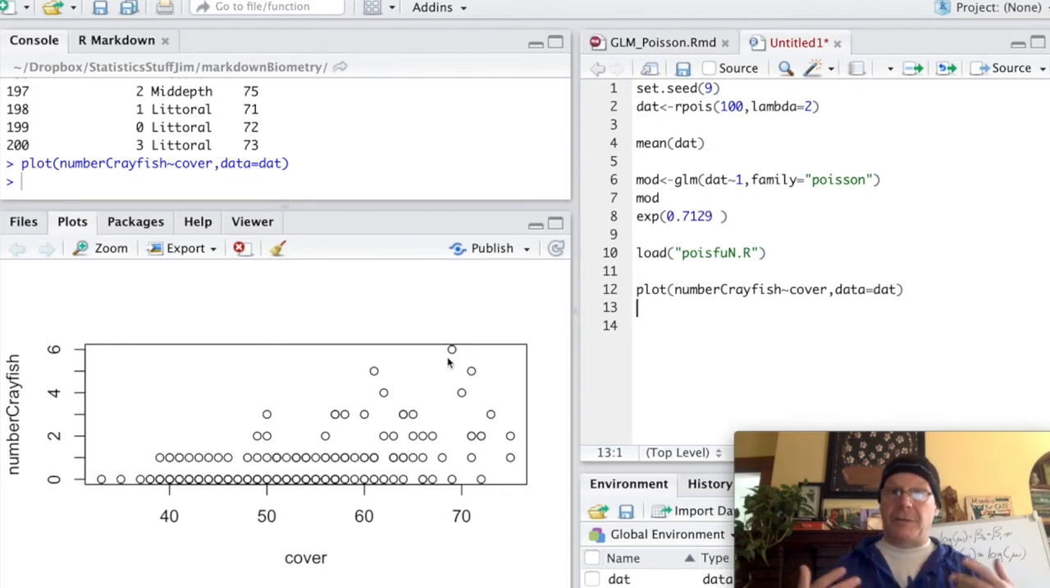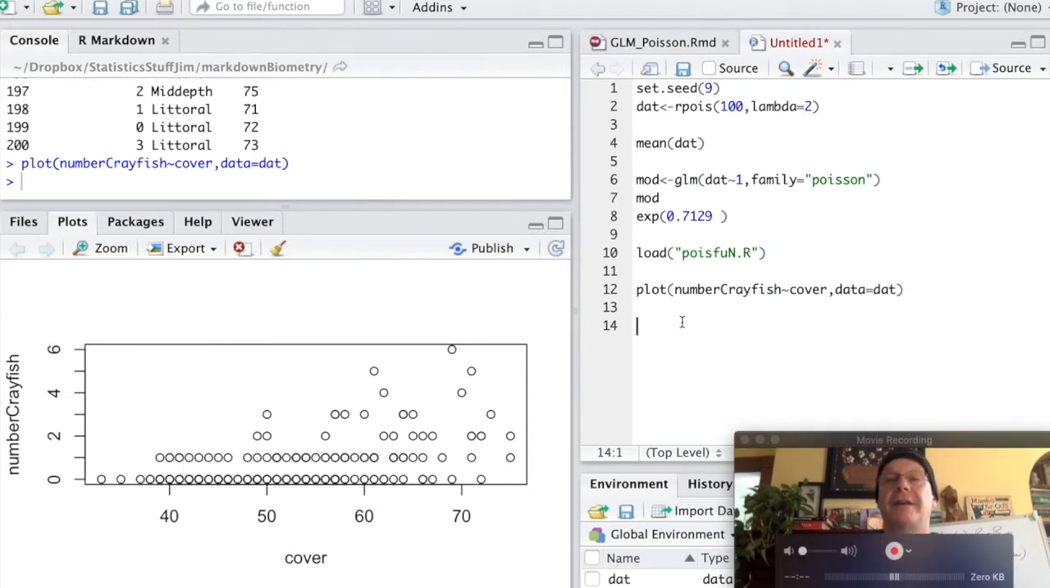But again, as long as we understand how sampling distributions work and think about the data, it's pretty clear that a good first attempt would be to do it as a Poisson process, because we're counting things. And there's a lot of quadrats that have 0 crayfish. And so that, to me, just screams, try Poisson.